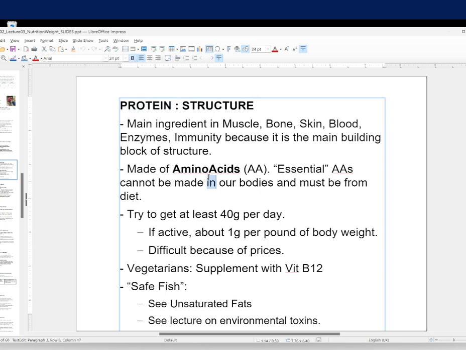Proteins are made of amino acids, which you remembered from high school, and they're called essential. 20 of them are essential because our bodies can't make it, so you must eat it.